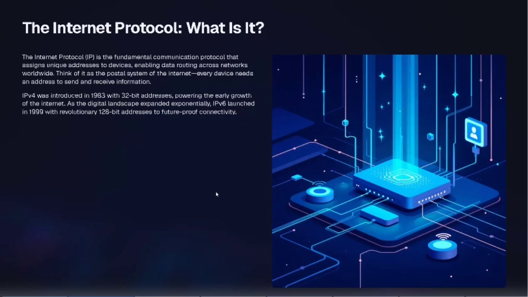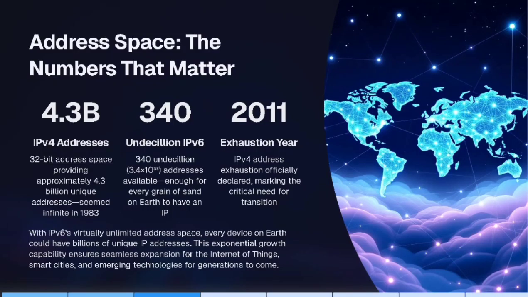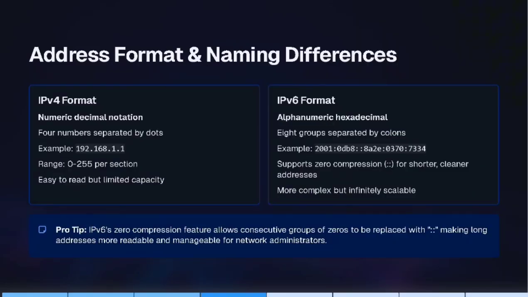IPv4 was introduced in 1983 with 32-bit addresses, powering the early growth of the internet. As the digital landscape expanded exponentially, IPv6 was launched in 1999 with revolutionary 128-bit addresses for future-proof connectivity. The numbers matter: IPv4's 32-bit address space provides approximately 4.3 billion unique addresses, which seemed infinite in 1983, whereas IPv6 provides 340 undecillion.